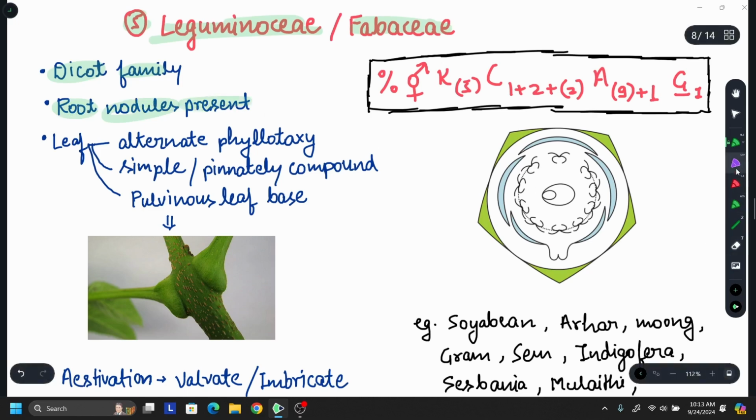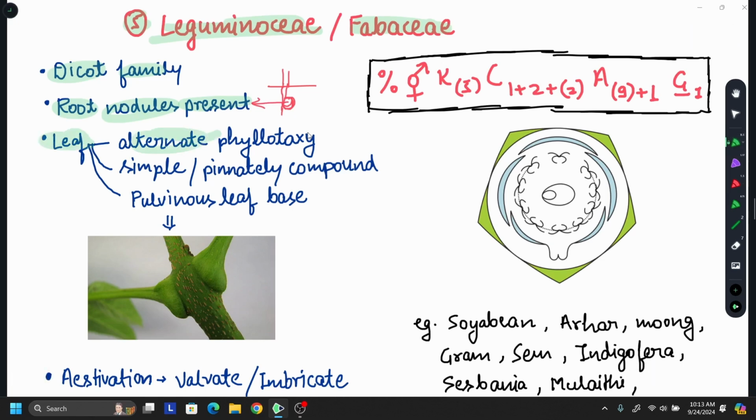Now, what are these root nodules? If you take a plant of this family, Leguminosae, and observe the roots of that plant, you will see these swollen types of structures. So these are the root nodules. These are present in the roots of the Leguminosae or Fabaceae family plants.